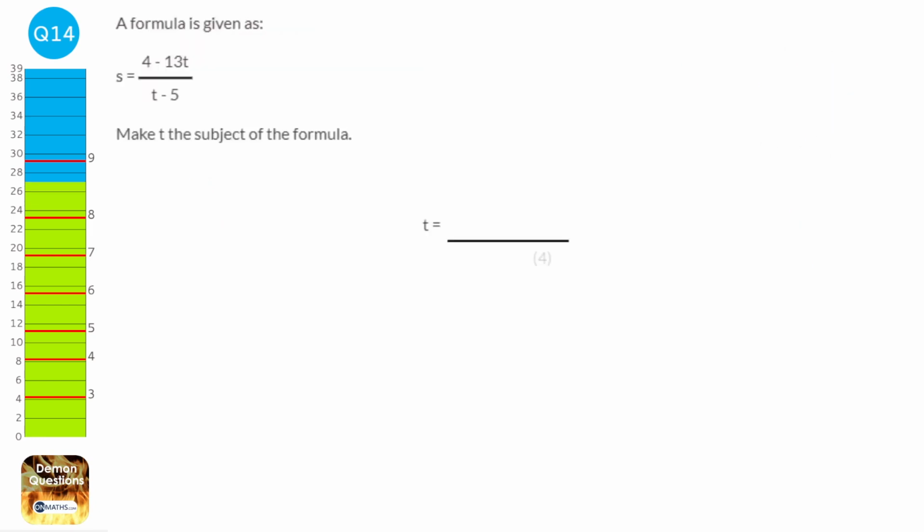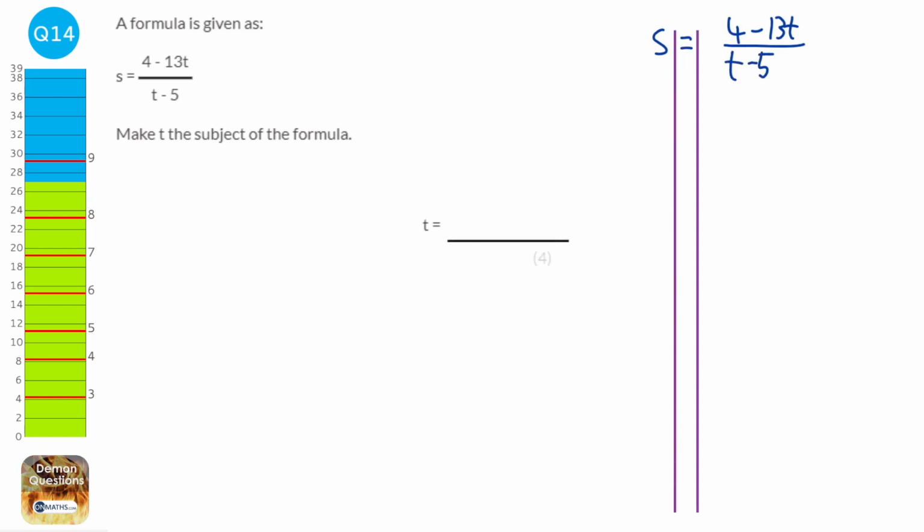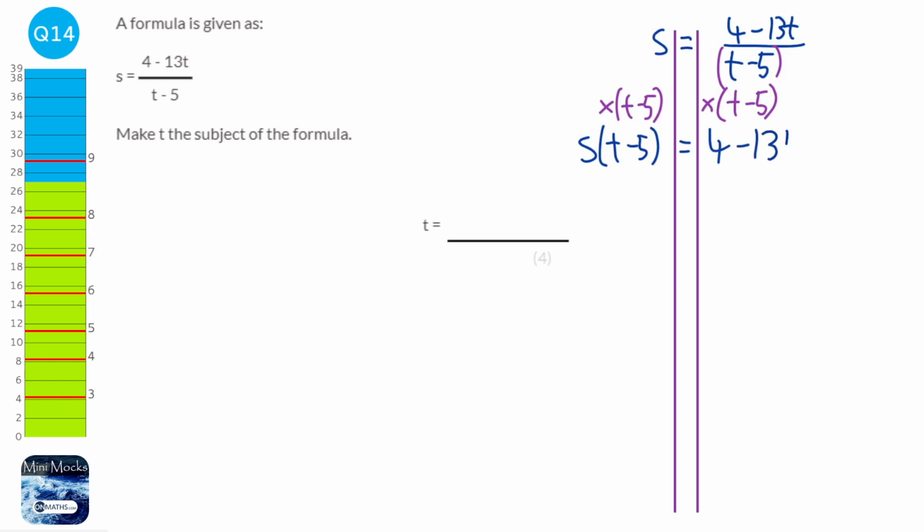We're going to write this out again just to give us a bit more space. So we've got s equals 4 minus 13t over t minus 5. I'm going to get our lines in. Okay, so the first thing I need to do is get rid of this fraction. Always get rid of any fractions. I'm going to do that by multiplying both sides by t minus 5. So we're going to end up with s brackets t minus 5 equals 4 minus 13t.